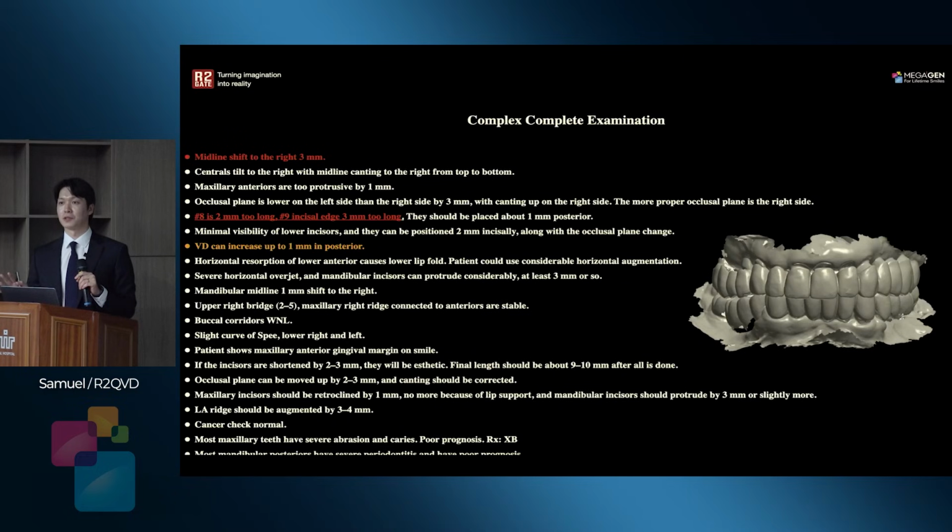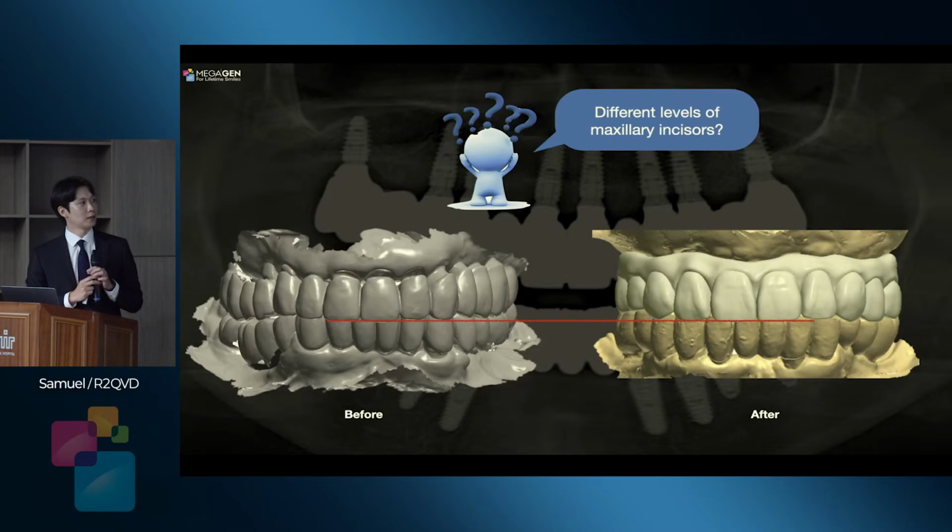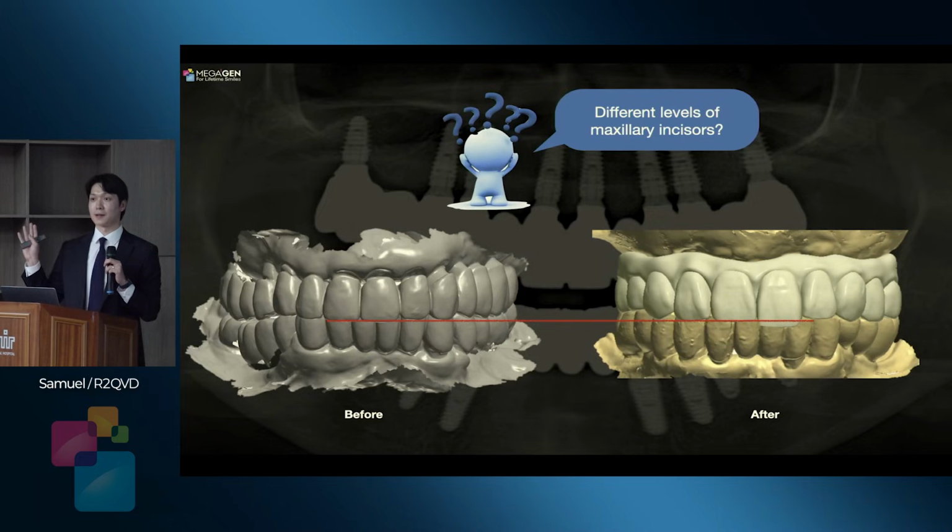After that, I could not finish because there were some words I could not understand. Something like this. Number 8 is number 11, it's 2 millimeter longer. Too long. And number 9 is 3 millimeter longer. Okay, so I think this scan data is the same level of incisor. So this doctor wanted to make it like this. So I cannot understand. That means I cannot design.